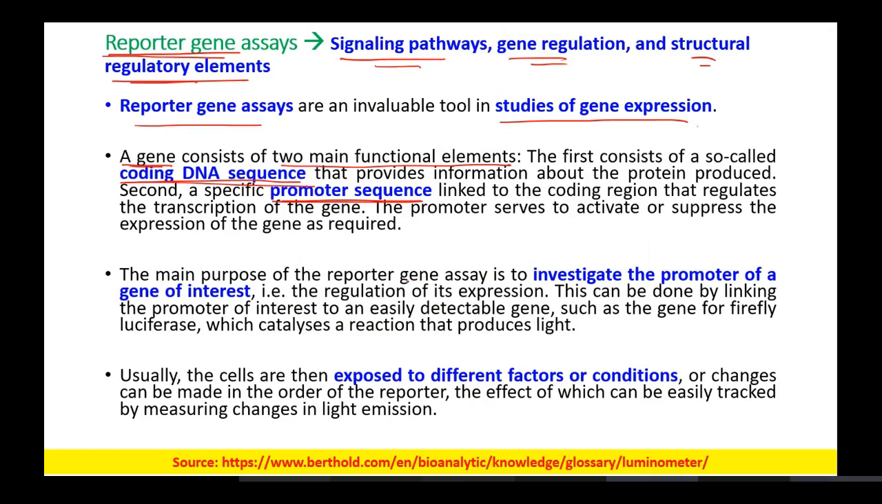The main purpose of the reporter gene assay is to investigate the promoter of a gene of interest, that is, the regulation of its expression. You're getting my point? This can be done by linking the promoter of interest to an easily detectable gene such as the gene of firefly luciferase, which catalyzes a reaction that produces light. Usually the cells are then exposed to different factors or conditions, or changes can be made in the promoter or the reporter, the effect of which can be easily tracked by measuring the changes in the light emission.